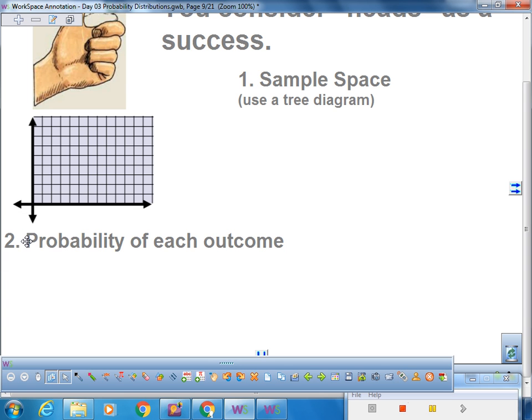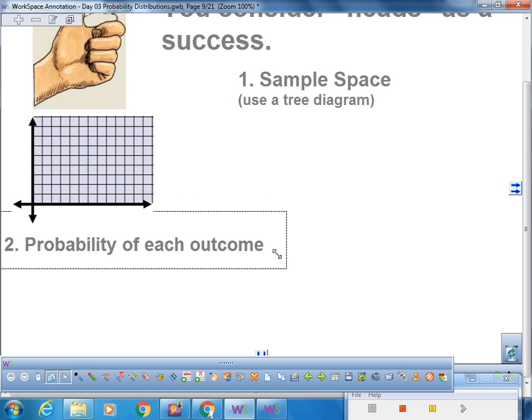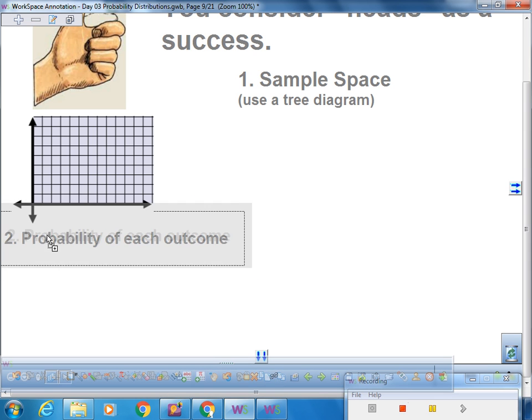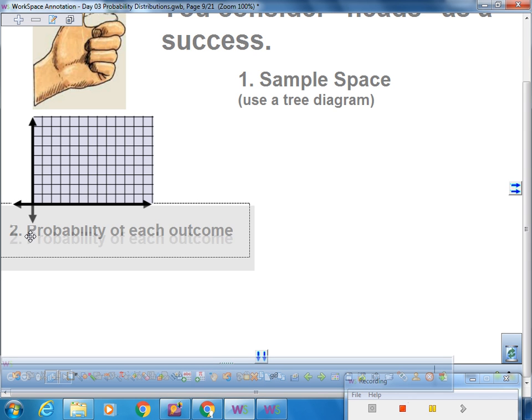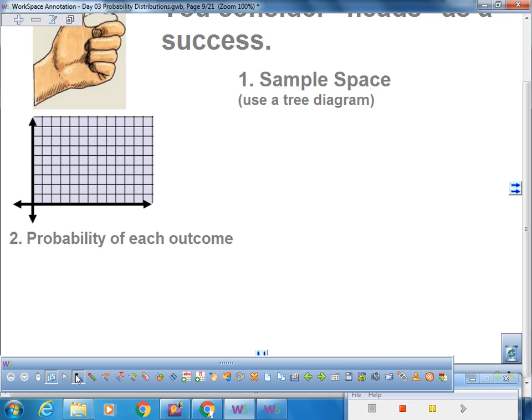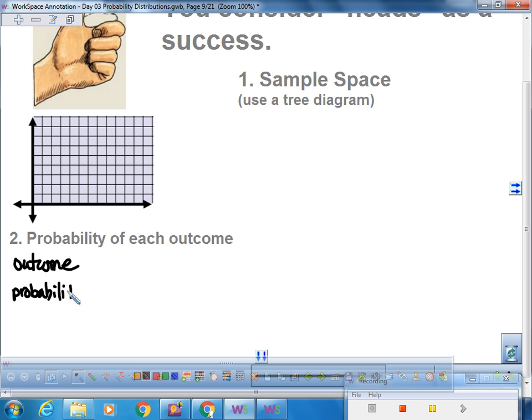When we talk about probability, what are we talking about again? That something's going to happen. What are we comparing when we're looking at what something's going to happen? The outcome. And what else? The probability. The probability of each outcome. Exactly. And the probability of each outcome.